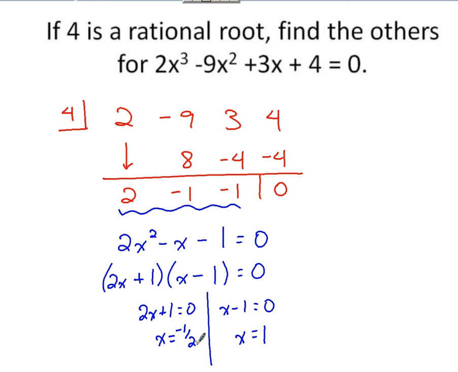4 is a rational root. We've got to find the others for this equation. The others would be these 2 solutions right here.